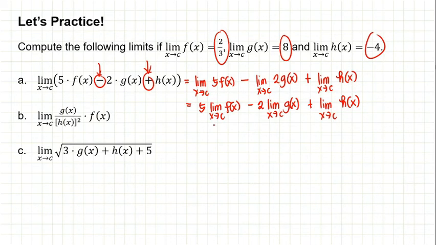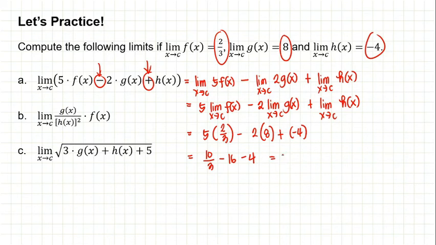Okay? And this will now be equal to 5 times limit of f of x is 2/3, so we have 2/3 minus 2 times g of x is 8. So we have 8 plus h of x is negative 4. So this will become 10 over 3 minus 16, and you have minus 4. And this is now equal to negative 50 over 3. And that is our final answer. Okay, so that's it for letter A.